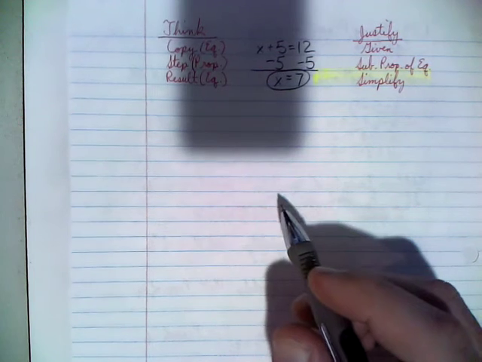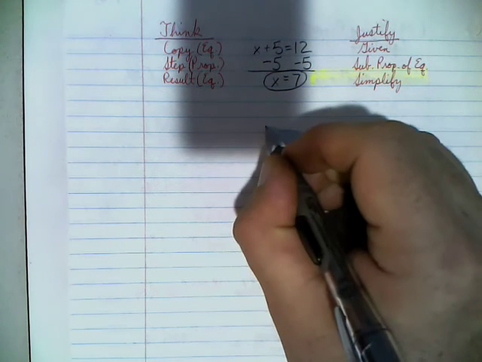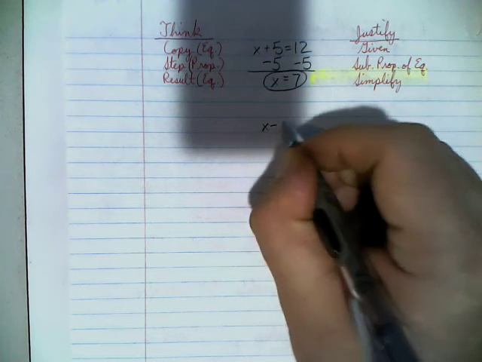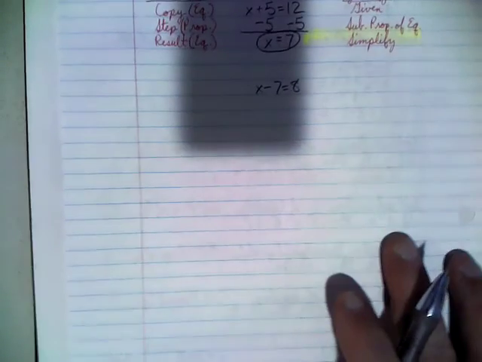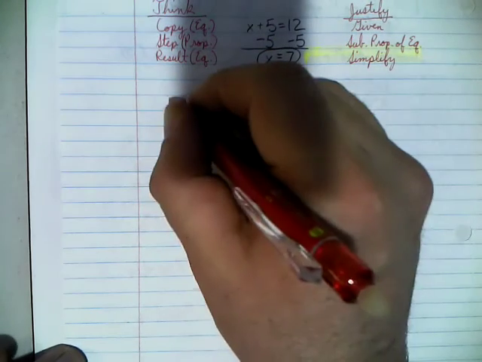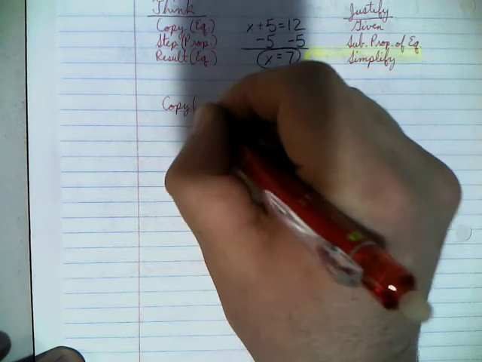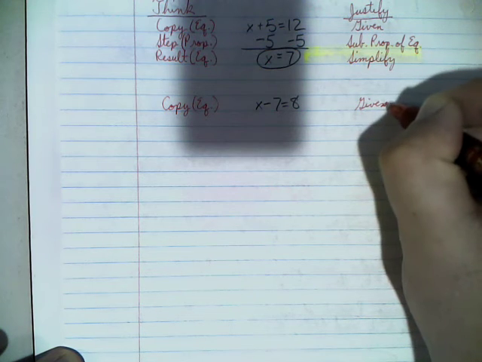So let's look at the next example. Go ahead and skip a couple lines just to give a little breathing room there. x minus 7 equals 8. We're going to take a look at how we'll show our work for that. So this is our copied problem, copied equation. It is the equation that was given to you.